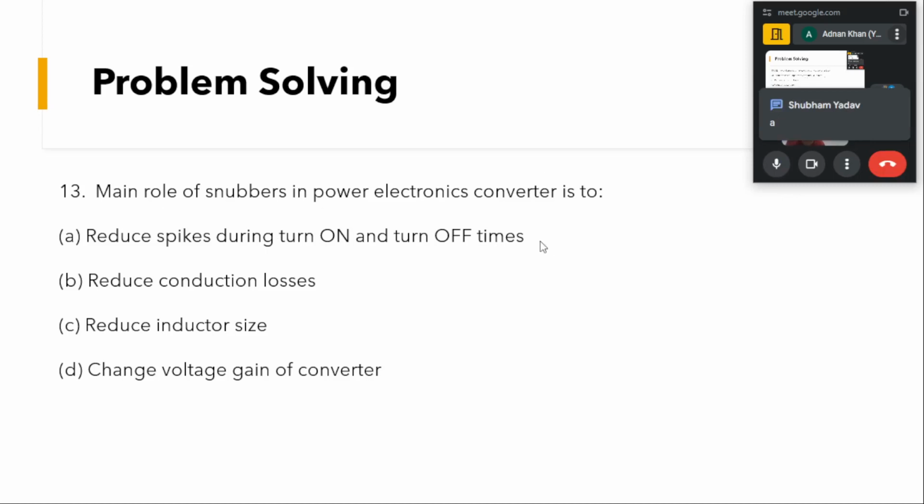The main idea is that during turn on and turn off, due to the parasitics, an RLC circuit was getting formed, and because of that we had ringing, overshoots and spikes in the voltage waveform. So the main role of the snubber was A, to reduce the spike. That is the answer. Reduce the conduction loss, that is not the case. Reduce the inductor size, that is not the case. Change the voltage gain of the converter, that is not the case. So the answer is A, reduce the voltage spikes during the turn on and turn off times.